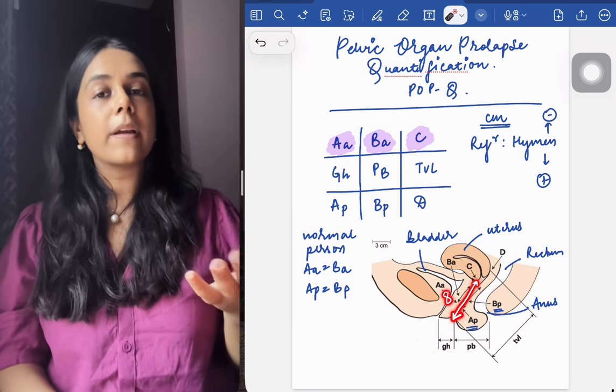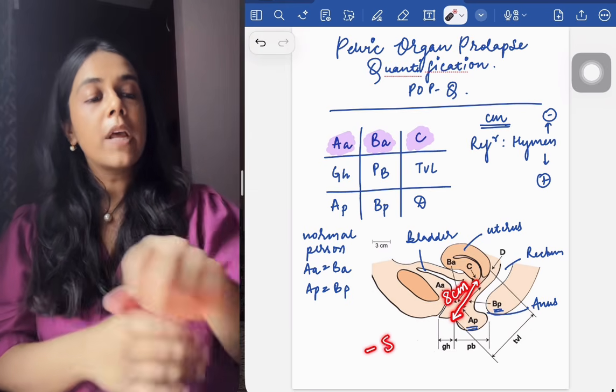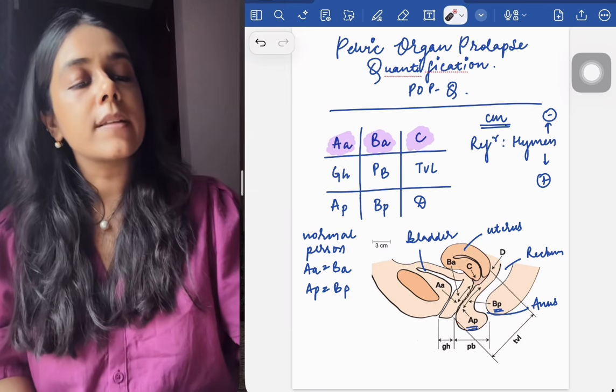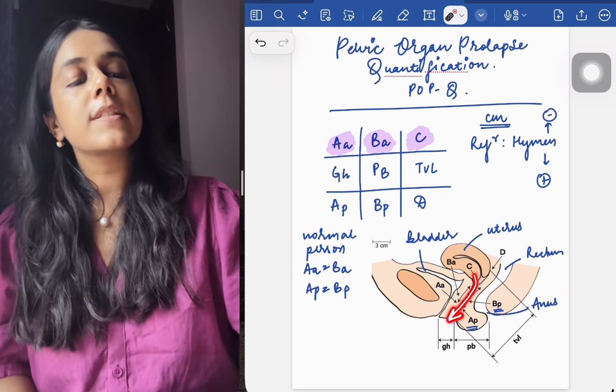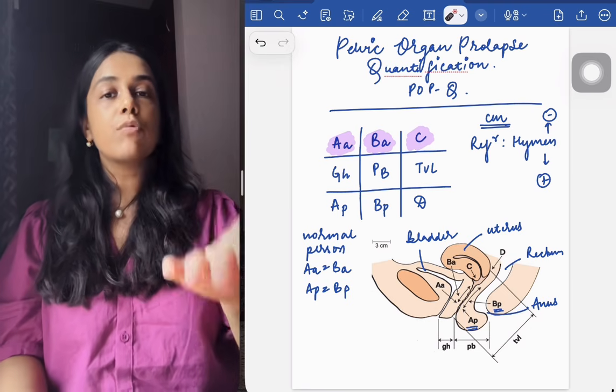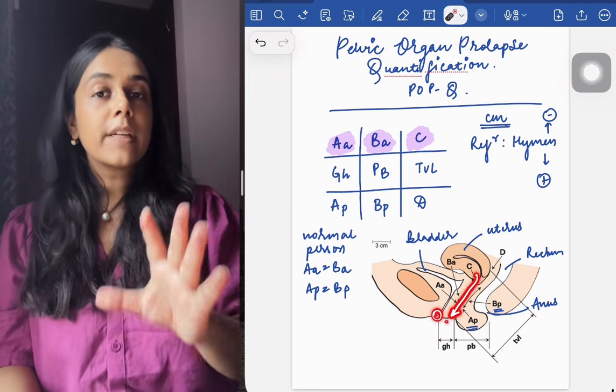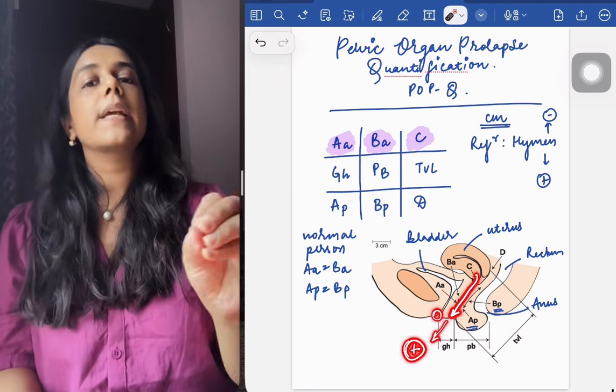If at all there is some apical prolapse and this cervix prolapses down, then these measurements start increasing. It becomes -7, -6. Similarly, it goes to 0 till it reaches the hymen. And if it is coming outside, it becomes positive. And in a hysterectomized patient, the vaginal vault is taken as the C point.